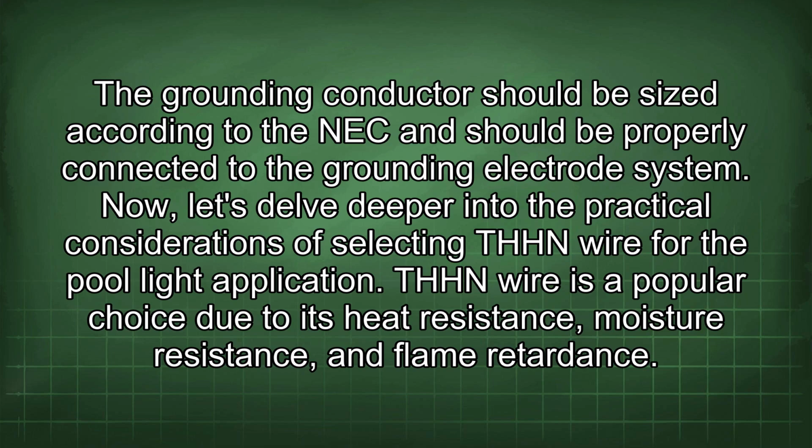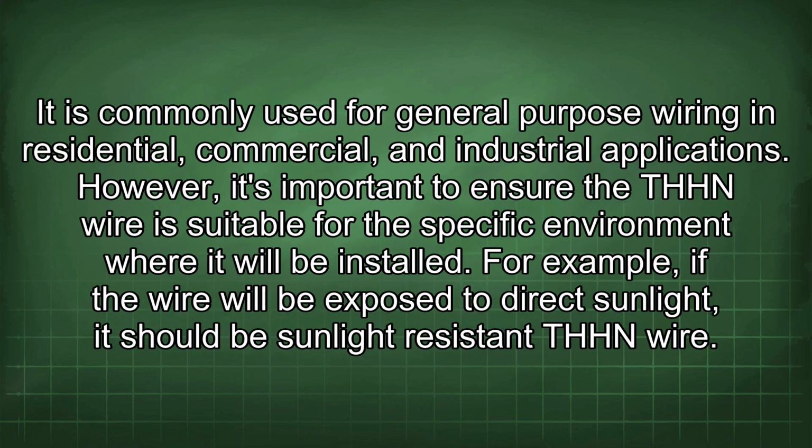Now let's delve deeper into the practical considerations of selecting THHN wire for the pool light application. THHN wire is a popular choice due to its heat resistance, moisture resistance, and flame retardance. It is commonly used for general-purpose wiring in residential, commercial, and industrial applications. However, it's important to ensure the THHN wire is suitable for the specific environment where it will be installed. For example, if the wire will be exposed to direct sunlight, it should be sunlight-resistant THHN wire.